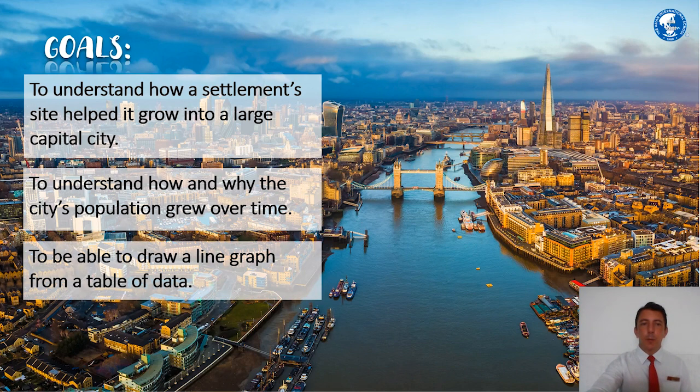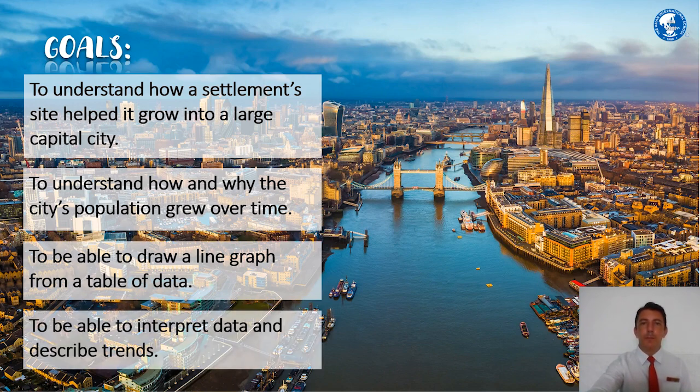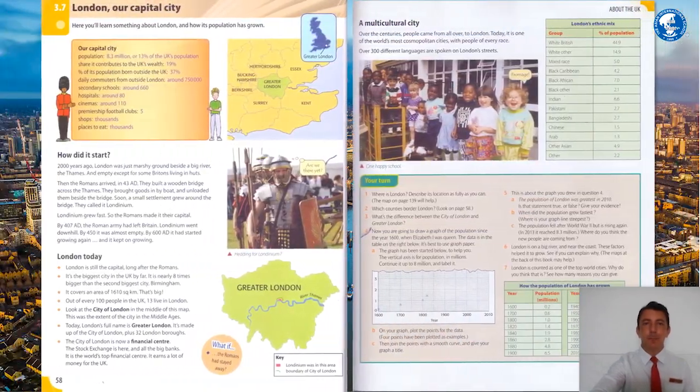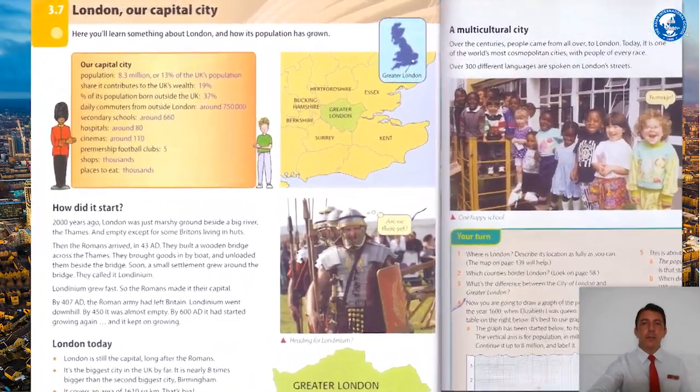At the end of the lesson, we want to be able to draw a line graph from a table of data and also be able to interpret that data and describe trends. So let's begin. So we'll start by looking at some facts about London.